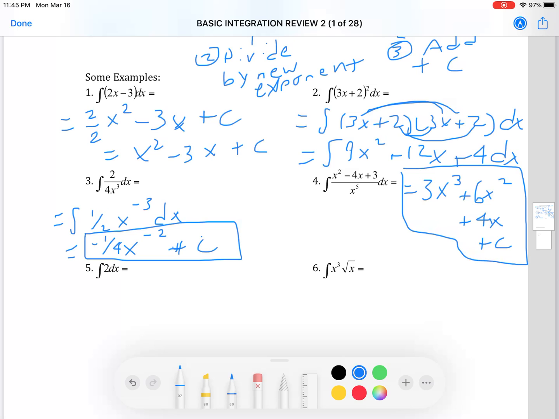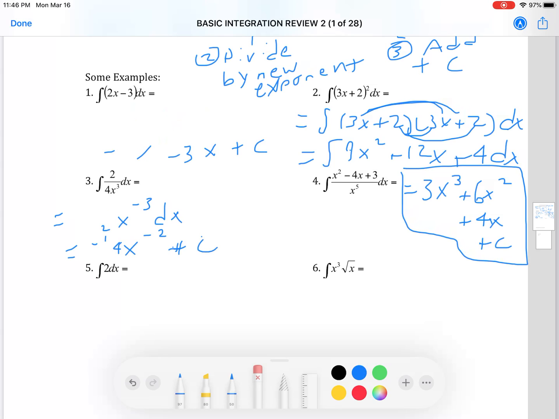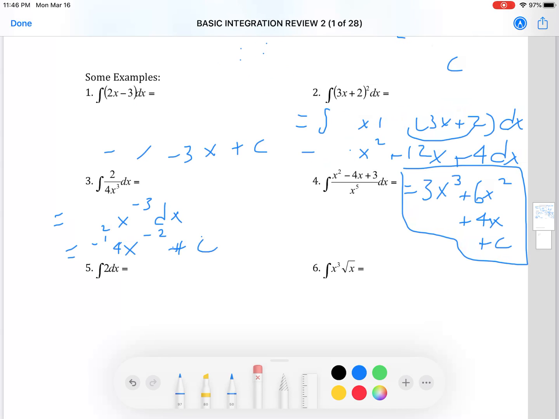Number 4 is another nice one to work out, because that also looks kind of ugly and rational too, but it isn't if you know your properties of exponents. So I'm just going to erase here to make a little bit of space.